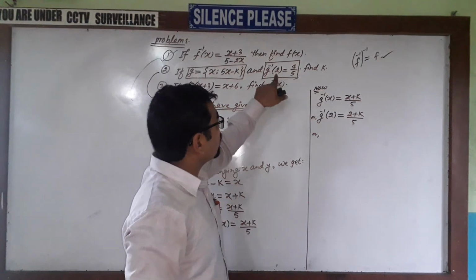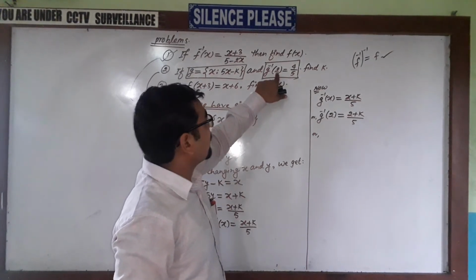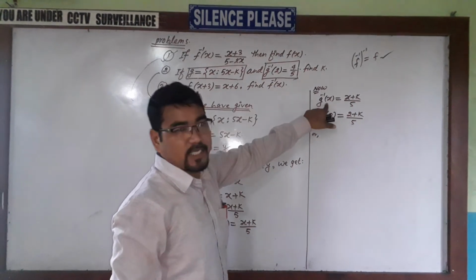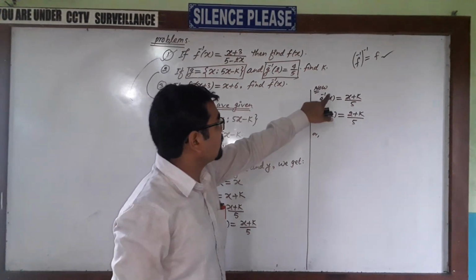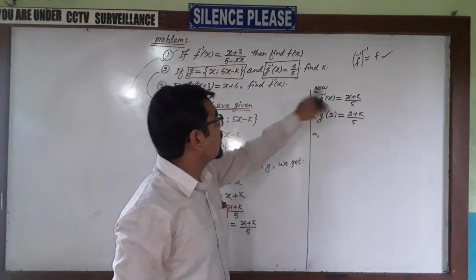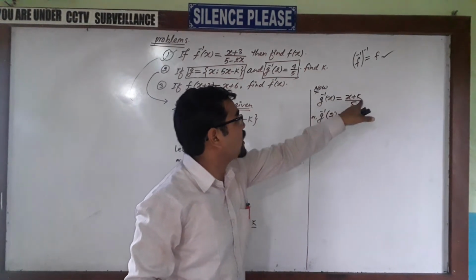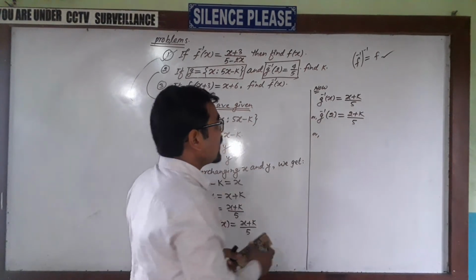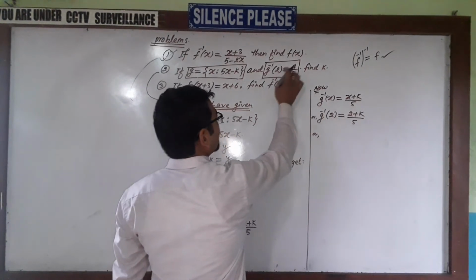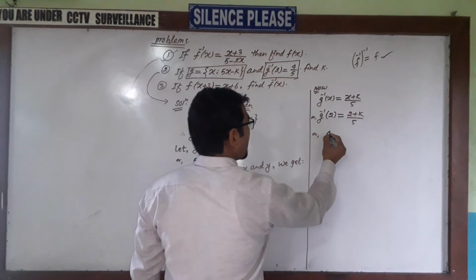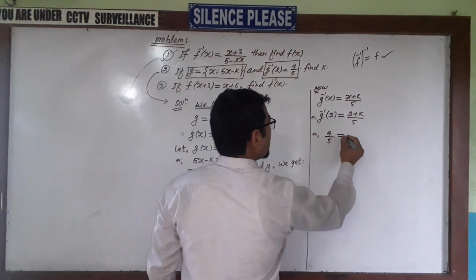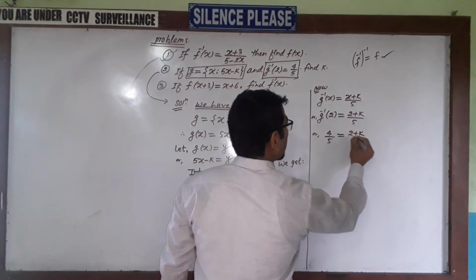We have to put this 2 in place of x in G inverse x. So in place of x, the input value 2 is put, and here it becomes 2 plus k divided by 5 as it is. And G inverse 2 is equal to 4 by 5, so we put 4 by 5 here. So by equating, we can get the value of k from here.